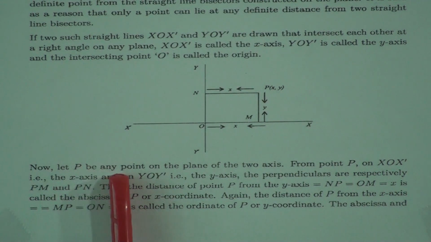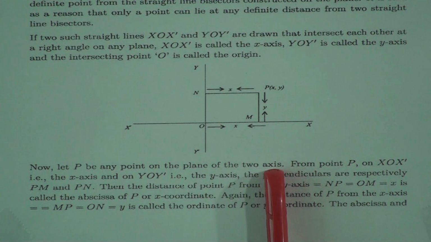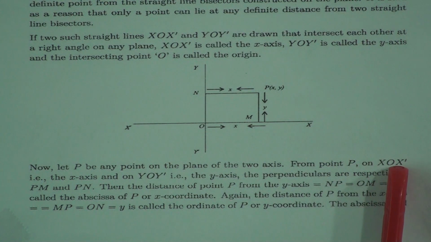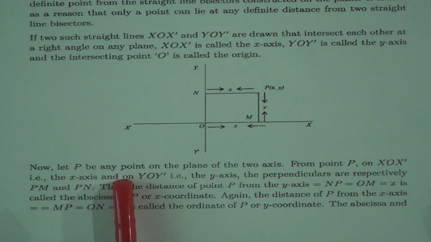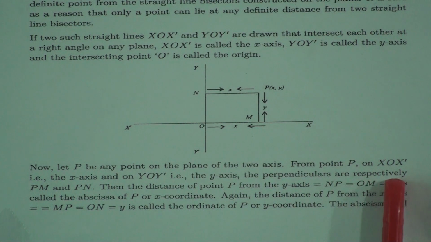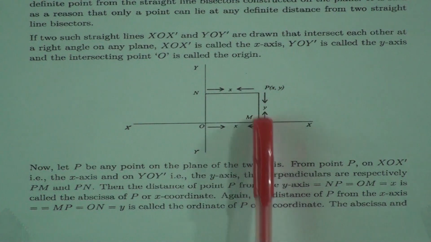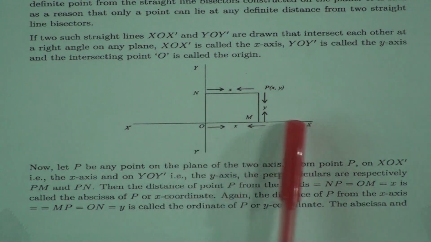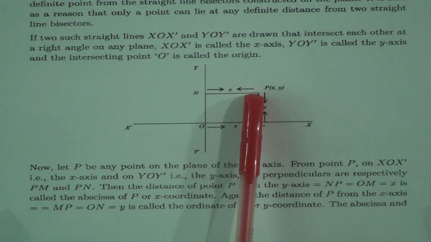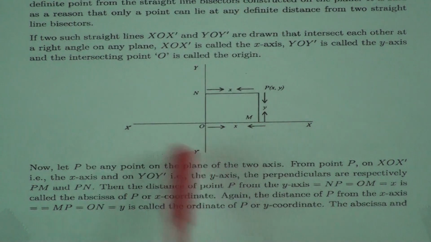Now let P be a point on the plane of the two axes. From point P on XOX', that is the x-axis, and on YOY', that is the y-axis, the perpendiculars are respectively PM and PN. It means from point P, PM is a perpendicular on OX, the x-axis, and PN is a perpendicular to the y-axis, YOY'.